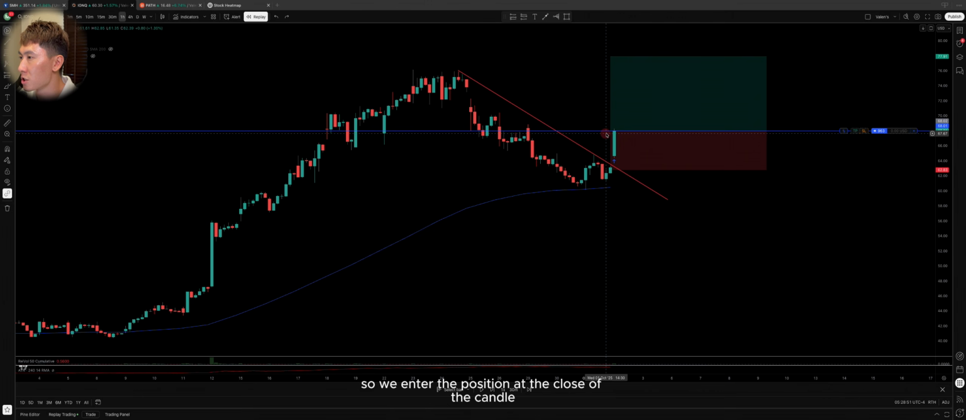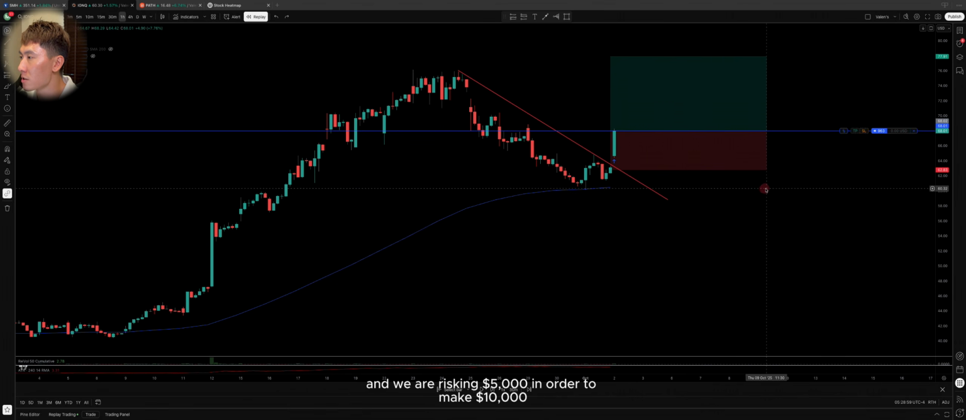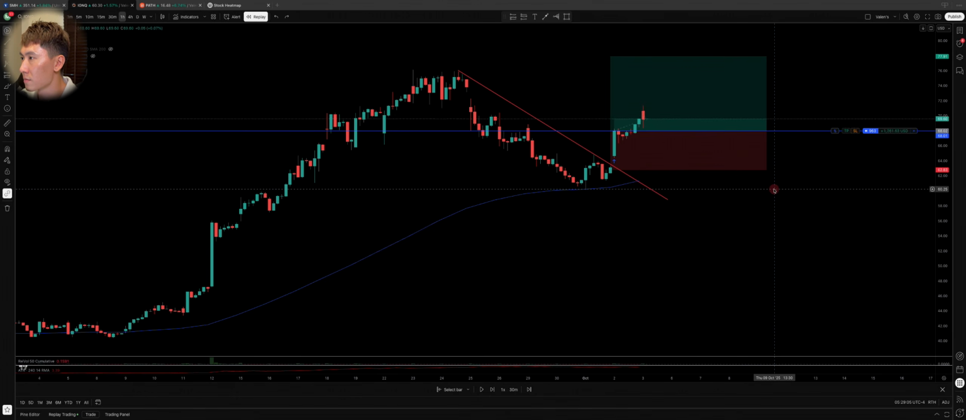We enter the position at the close of the candle because we already confirmed that there's a lot of body and a minimal wick. So there are no fake outs in this case. And we are risking $5,000 in order to make $10,000. And let's see how it plays out.